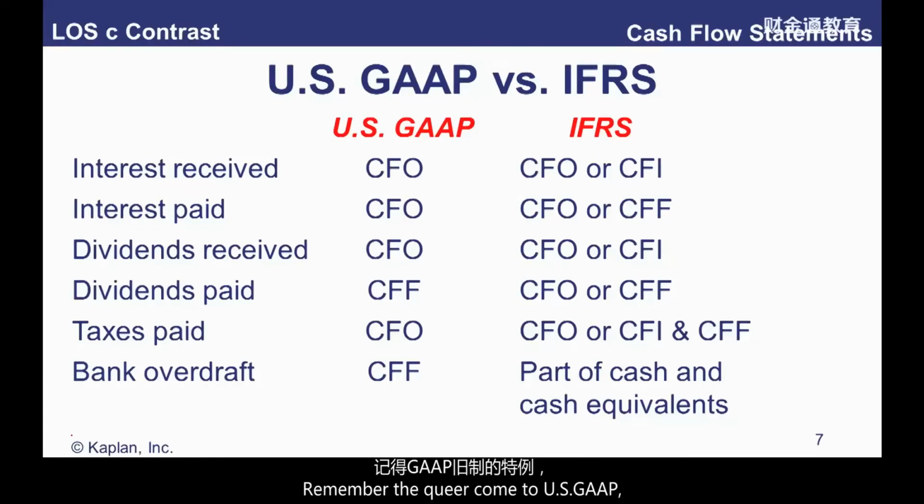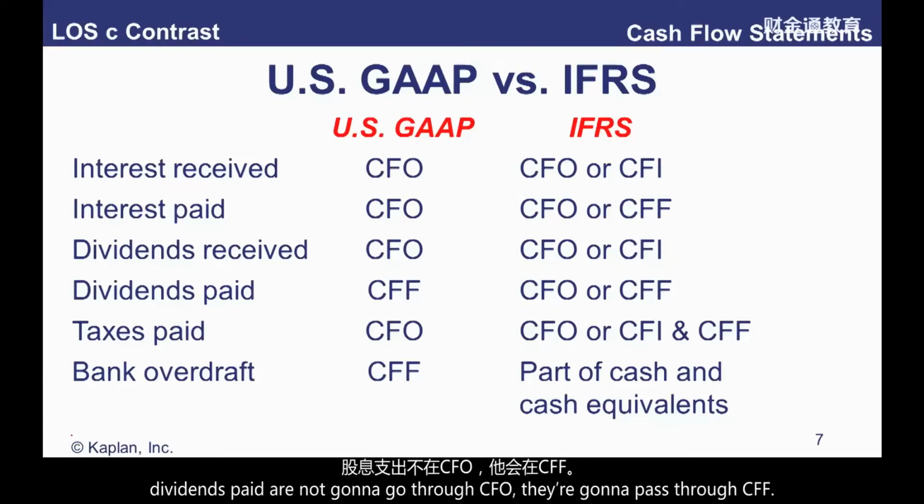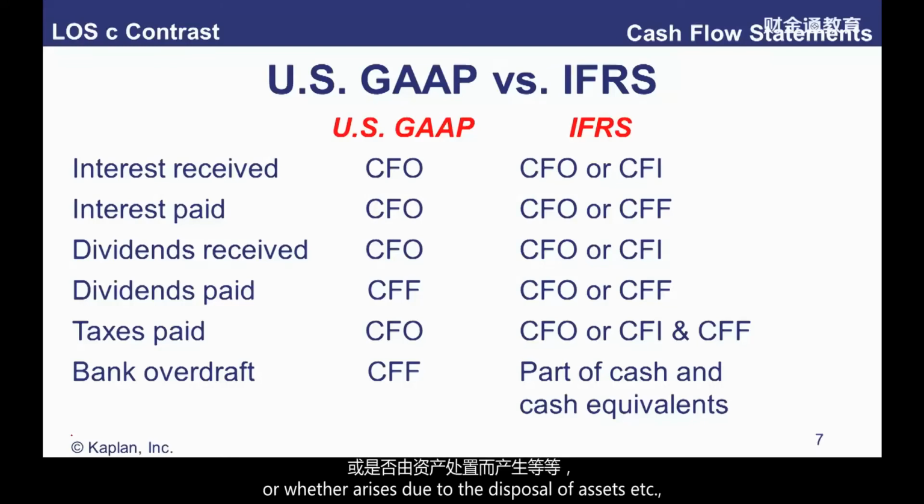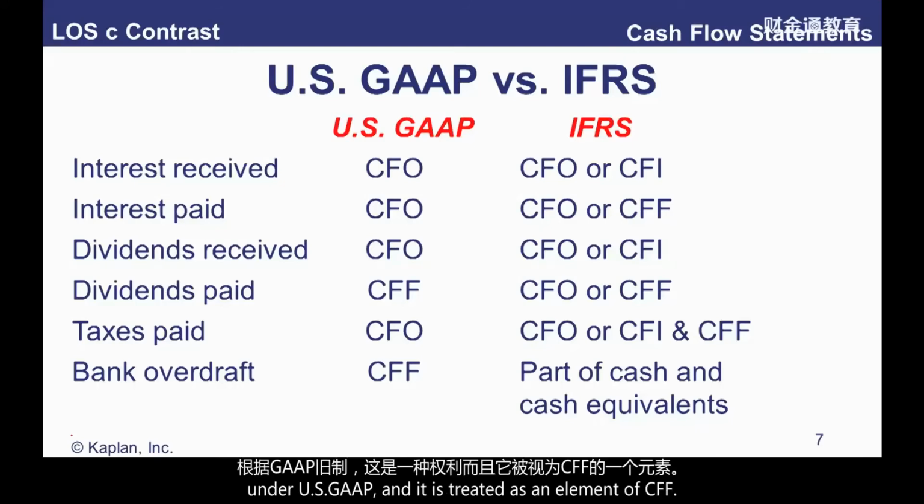Remember, the quirk under US GAAP, dividends paid are not going to go through CFO, they're going to pass through CFF. All of your tax paid, no matter how it arises, whether it arises on your day-to-day profitability or whether it arises due to the disposal of assets, etc., all passes through CFO under US GAAP. And bank overdrafts, so if you're overdrawn, that is treated as a debt instrument in its own right under US GAAP and is treated as an element of CFF.